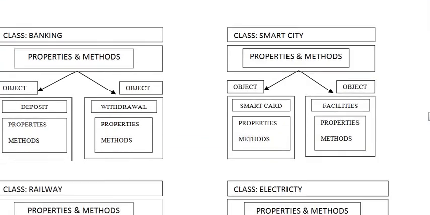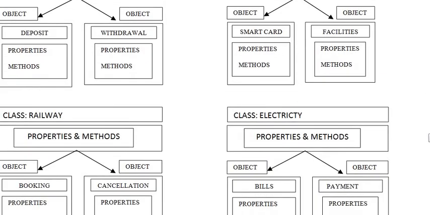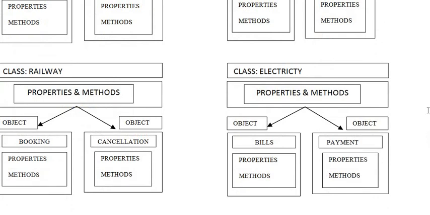The next one is the banking sector. For the banking sector, I can have depositing and I can have withdrawal. For the smart city domain, I can have the smart card and the facilities provided by it. And for the next domain, for the railways, I can have the bookings, how it is done, and the cancellation.